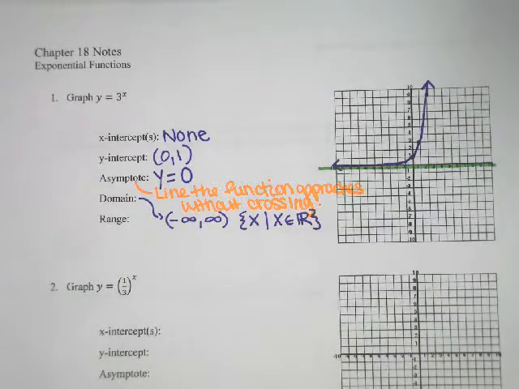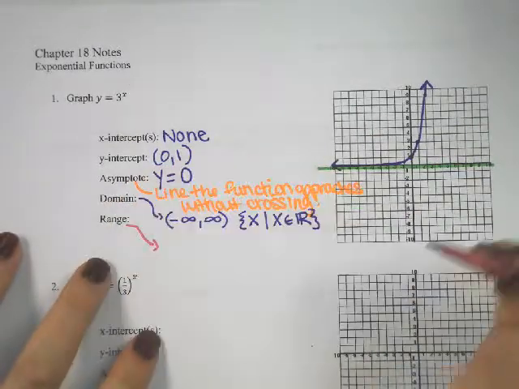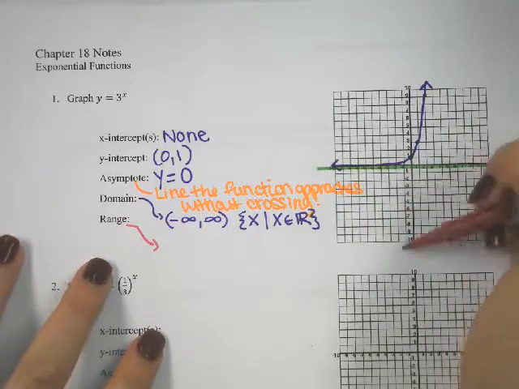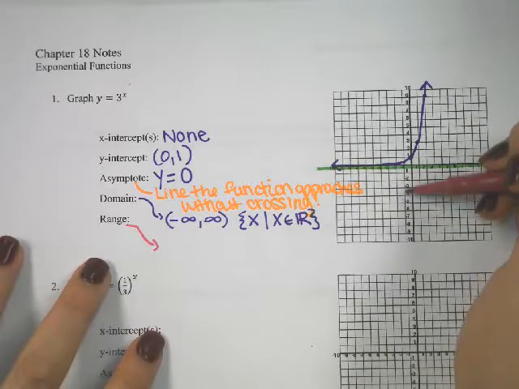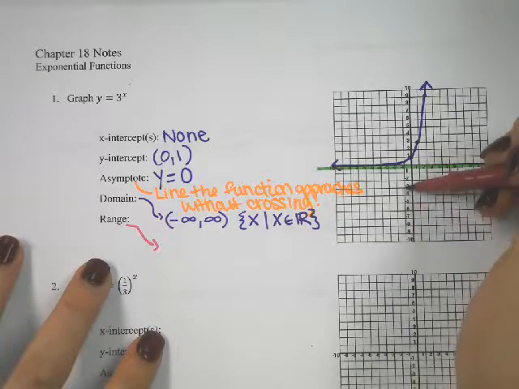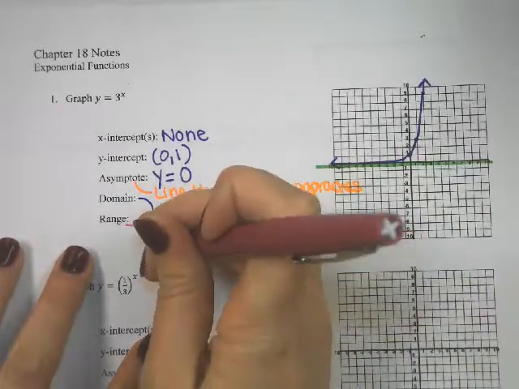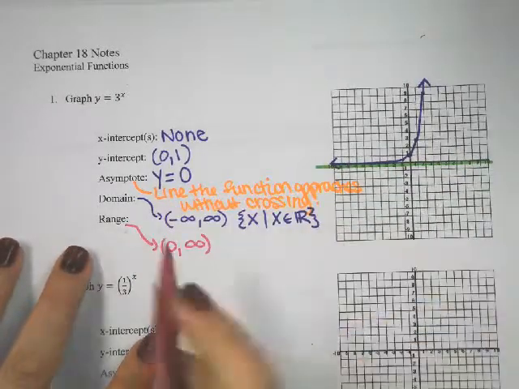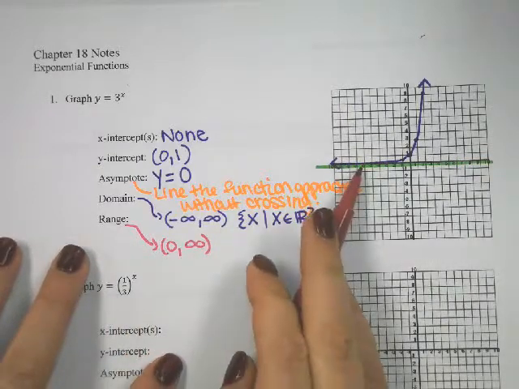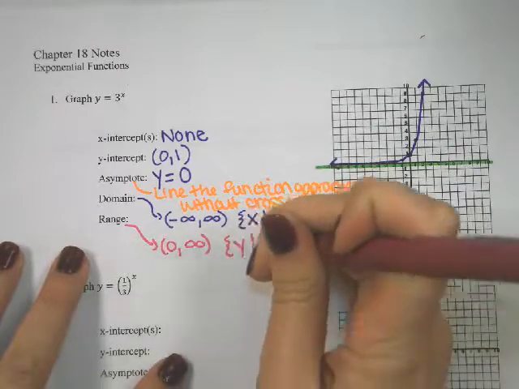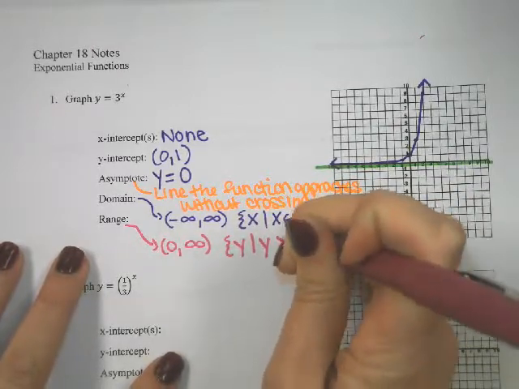Our y's, or our range, it's not the same case. For our range, our function does not go all the way up and all the way down. Our function does not exist down below 0. If you go low to high, it starts existing at 0 and then goes up to infinity. So our range will be from 0 to infinity. It doesn't include 0 because it never actually reaches 0. It just gets very close to it. And in set notation, it's all y such that y is greater than 0.